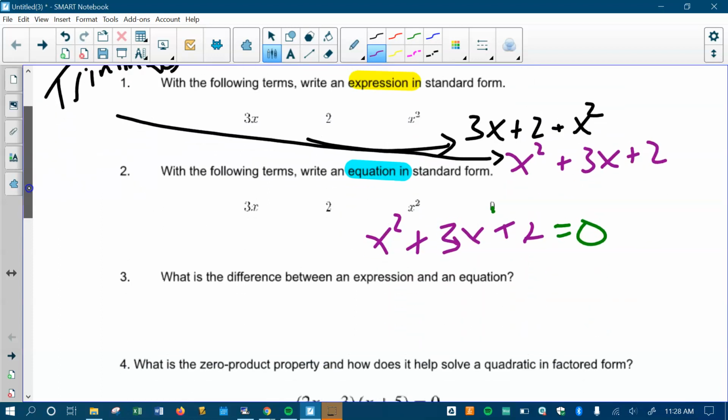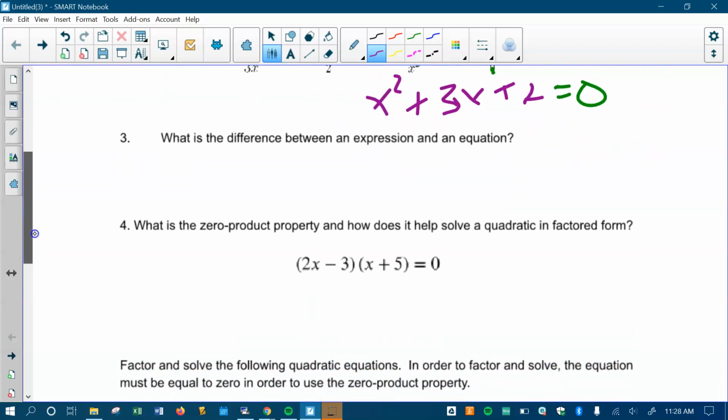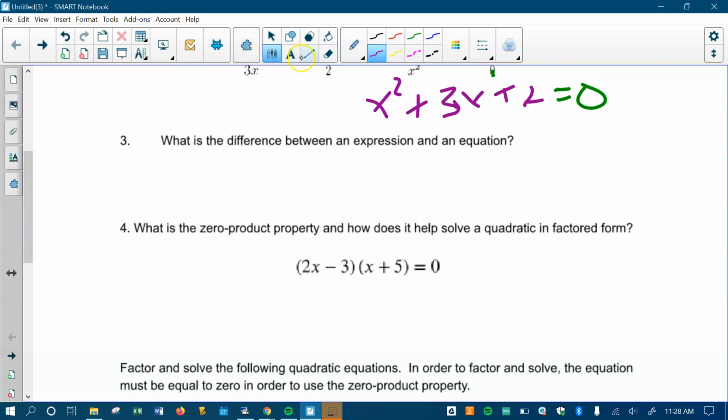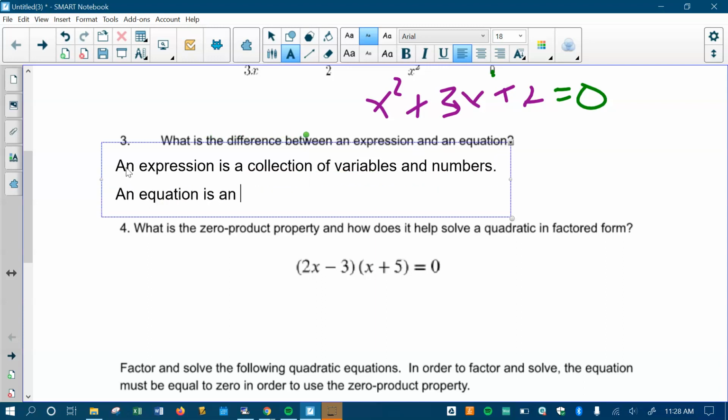And because we have an equal sign now, we can actually solve for x, so we can answer the question. So what's the difference between an expression and equation? Let me type that for you because my handwriting is atrocious. An expression is a collection of variables and numbers. An equation is an expression that also contains an equal sign. And again, when you contain that equal sign, there's going to be something on both sides of the equation.